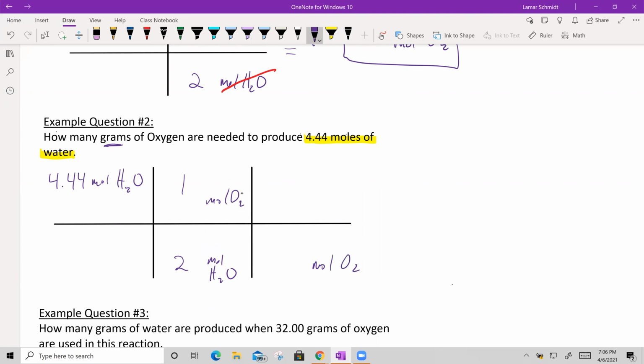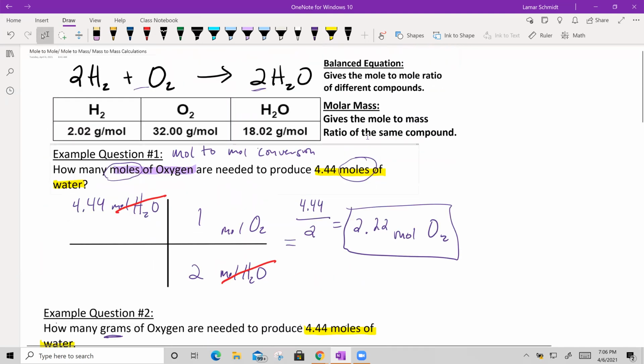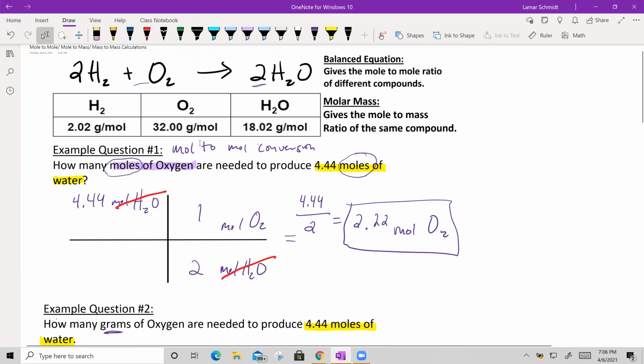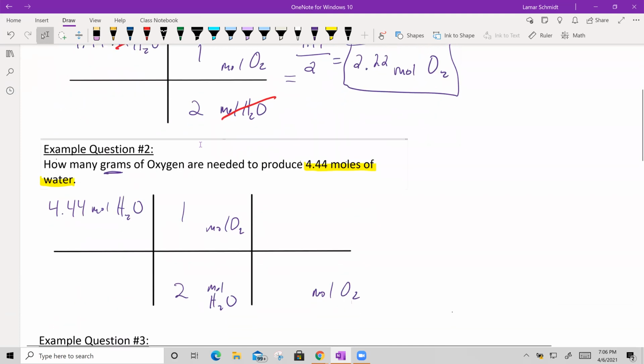So if you've noticed, whatever unit is up here appears down here. Now, can I go from moles of oxygen to grams of oxygen? The molar mass gives the mole to mass ratio of the same compound. So if I know the moles of oxygen, well, then I know the mass of oxygen. So I can use the molar mass, all right? So I can go to grams of O2.